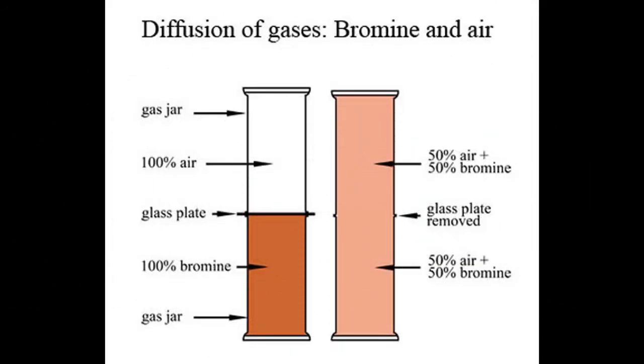The next experiment is bromine gas and air. Have a glass filled with half air and half bromine, with a glass plate blocking it off. Remove the plate and the bromine will diffuse through the air until it is evenly spread out.